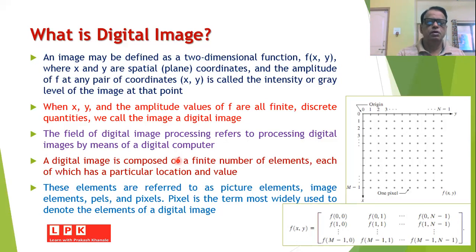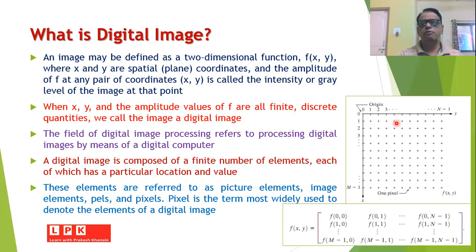As far as the digital image is concerned, a digital image is nothing but a two-dimensional function. Normally, we write this function as f of x comma y, where x and y are the spatial or plane coordinates, and the amplitude of f at any pair of coordinates x and y is called the intensity or the gray level. So a digital image is basically a collection of dots, and every dot will have a certain gray level or intensity level.